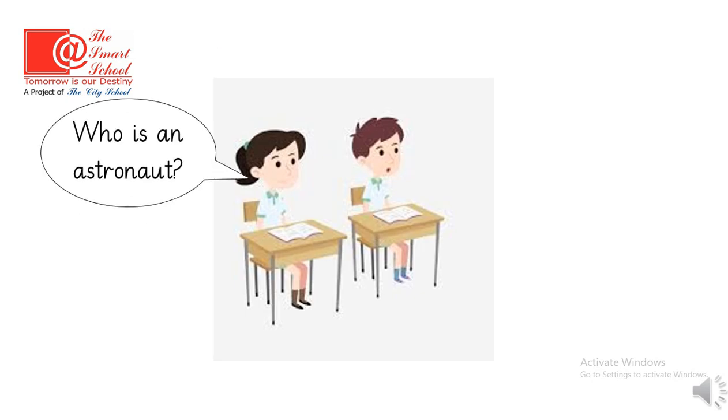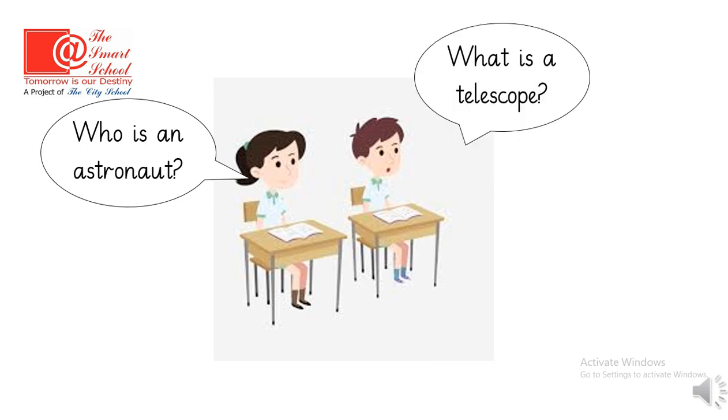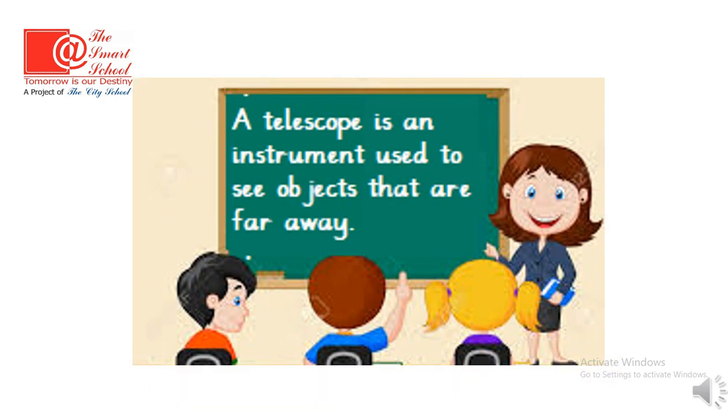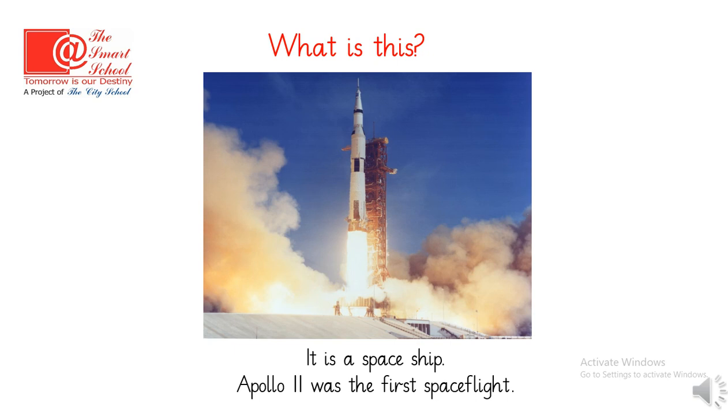Who is an astronaut? And what is a telescope? An astronaut is a trained person that pilots or conducts experiments on a spacecraft. And a telescope is an instrument used to see objects that are far away. What is this? Yes, it's a spaceship. Apollo 11 was the first space flight.